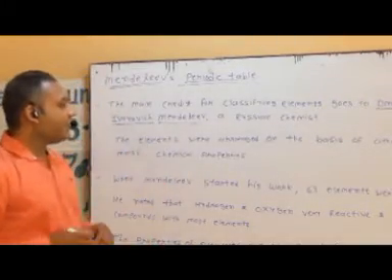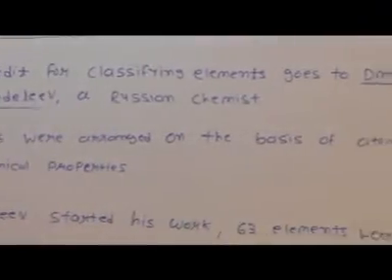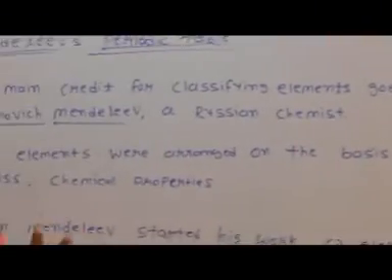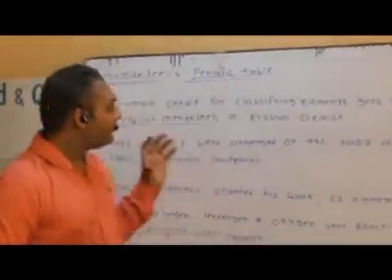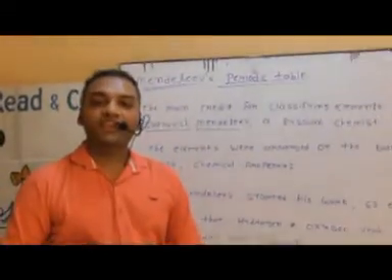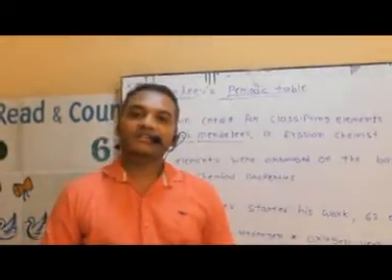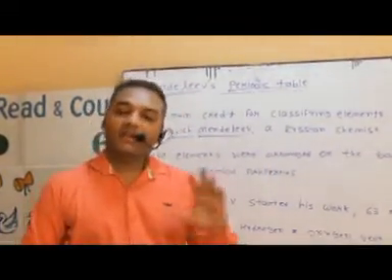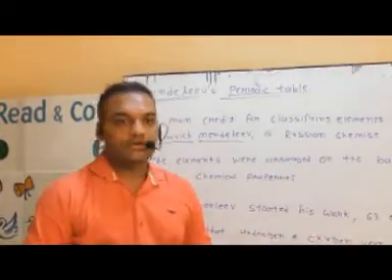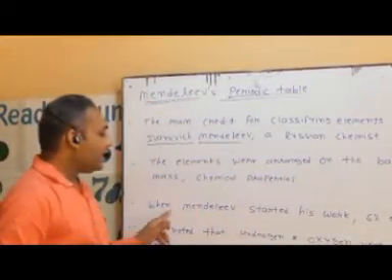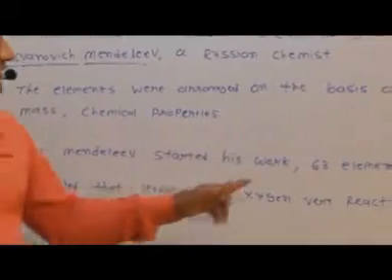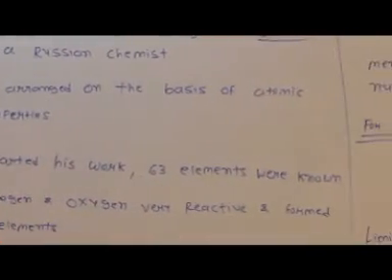The elements were arranged on the basis of atomic mass, chemical properties, and some other fundamental properties. Mendeleev gave the classification of the elements based on their chemical properties, their atomic mass, and other fundamental properties. When Mendeleev started his work, 63 elements were known.